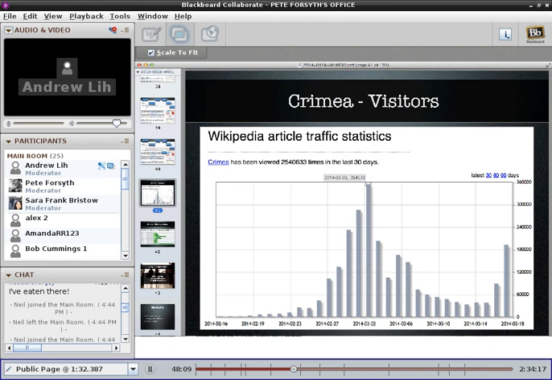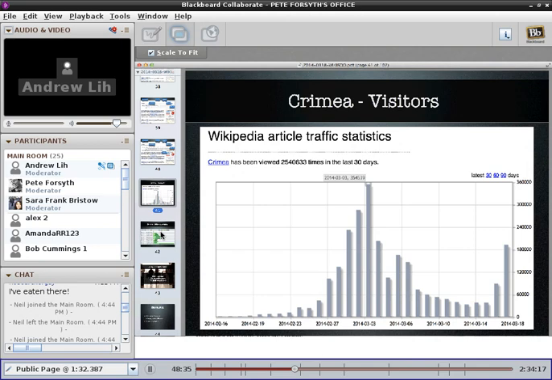Cool. So this is the one on Crimea, which is quite interesting, right? This is the Wikipedia article traffic statistics, which you can change to 30, 60, or 90 days. You can see that during the crisis where Russian troops actually moved in, or actually we don't even know if they're Russian, but they're unmarked troops, you saw a lot of interest, and then it started to go down and then come back up again with the Crimean referendum, right? This is a really cool feature of Wikipedia to show how many people are viewing your articles.